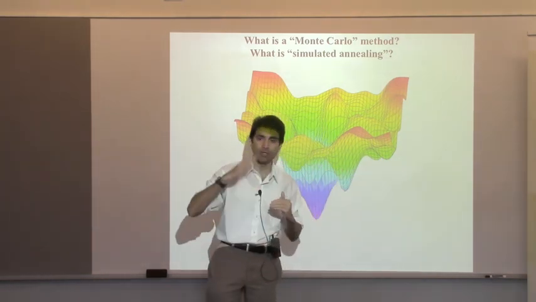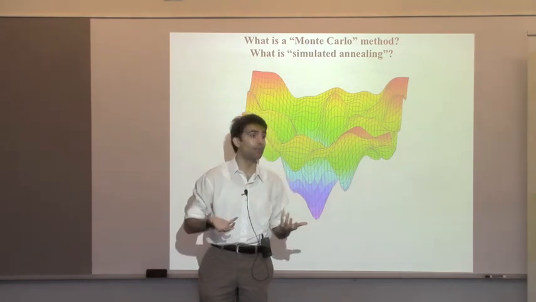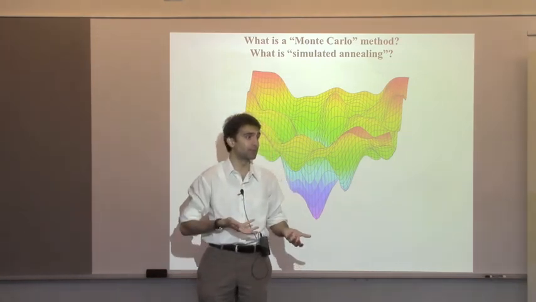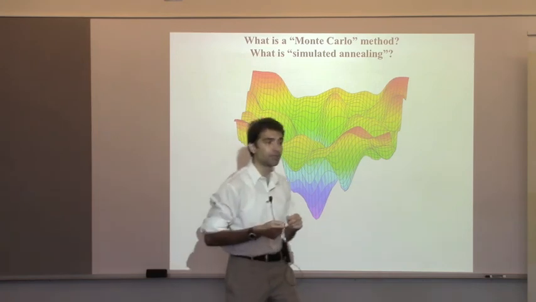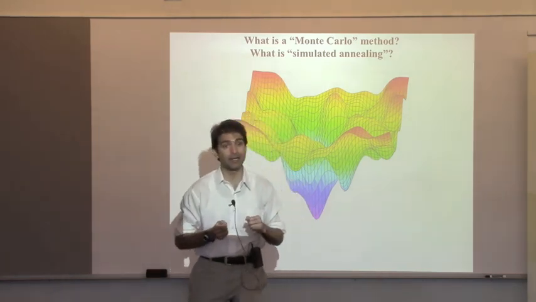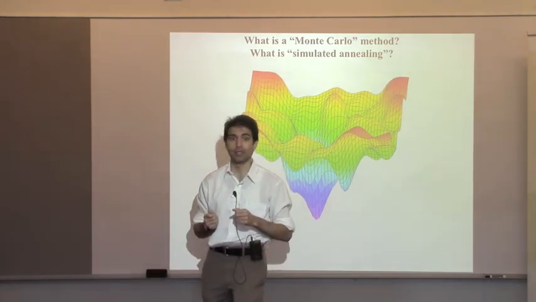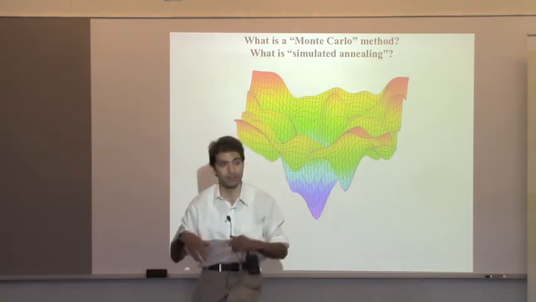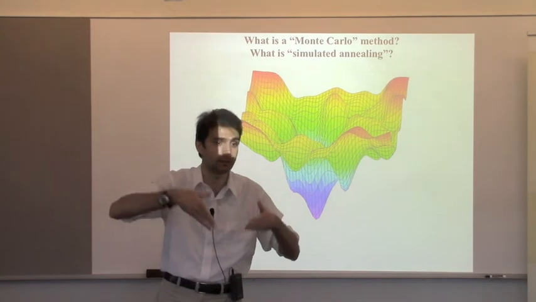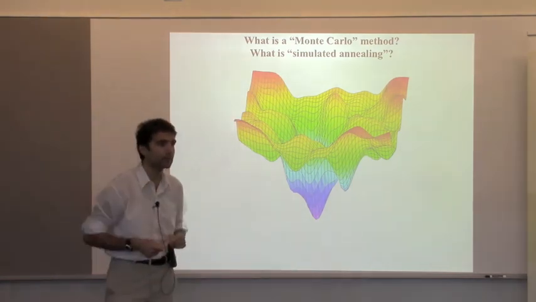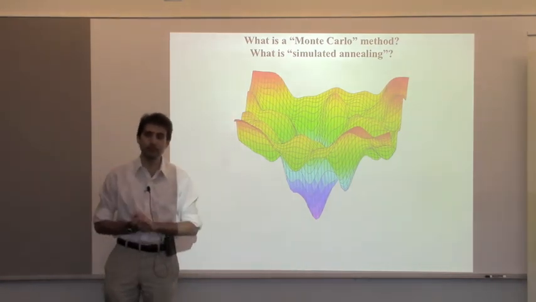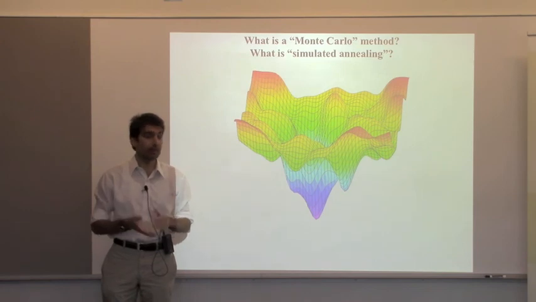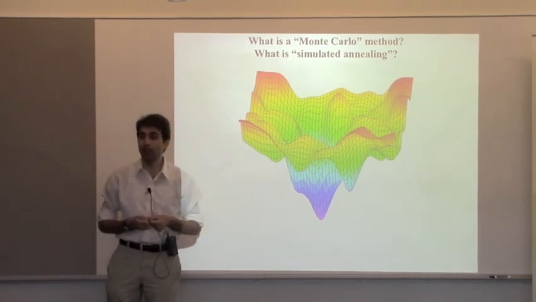The temperature sometimes can also vary depending on how many moves you've accepted or rejected recently. For instance, if I've taken a bunch of steps and they've all been uphill and I've rejected all of them, I might say, oh, okay, I must be in a local energy minimum, so I've got to raise the temperature and start accepting a few of these uphill moves so that I can start going downhill again. So that's what we generally mean by Monte Carlo methods.